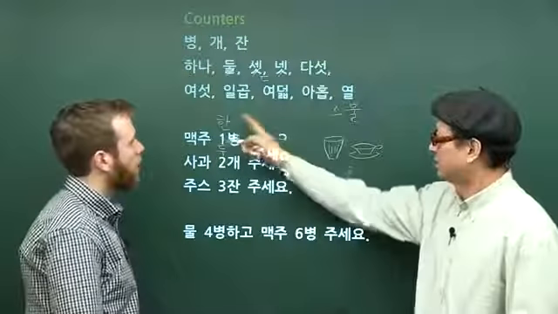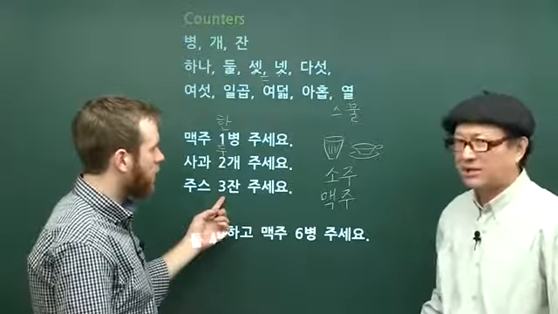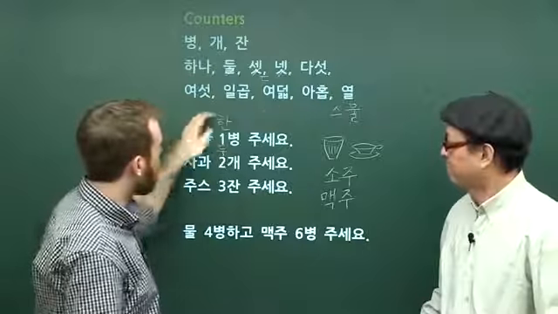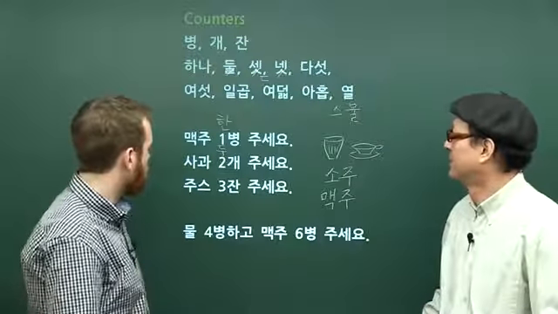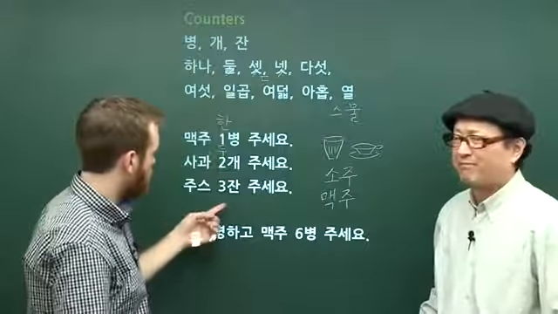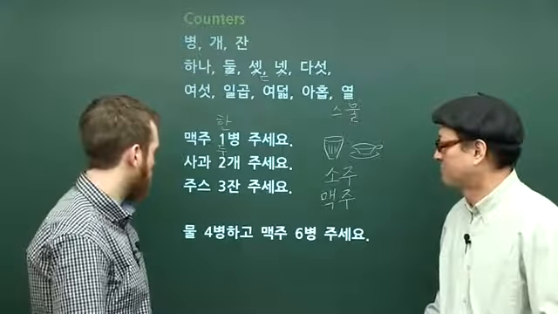넷, 다섯, 여섯. So if I'm asking for 5 glasses, 다섯 잔, same pronunciation. I don't have to worry about from 5 to 10. No problem. 다섯 잔 주세요. And then for 4, same thing as for 3. So 주스 네 잔, 네 잔 주세요.